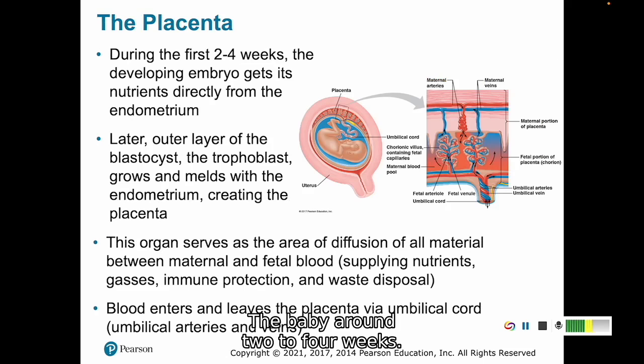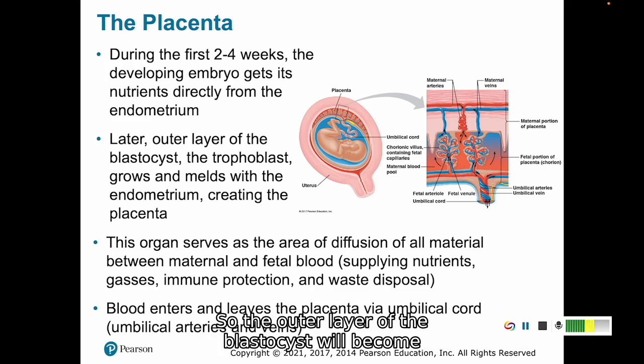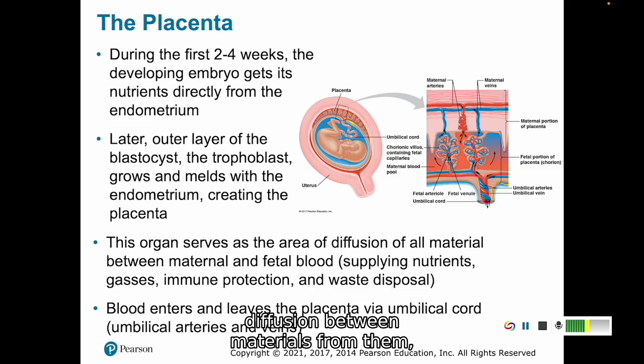The baby, for the first 2 to 4 weeks, will be nourished directly from the endometrium, but it will eventually start to develop a placenta. And it develops a placenta from the embryo's own cell layer. So the outer layer of the blastocyst will become the trophoblast. That will grow and meld with the endometrium, and that's what creates the placenta. And the placenta is where you can have diffusion between materials from the maternal blood supply and the fetal blood supply. So during pregnancy, the mother's and the fetus's blood supplies stay separate. They are not going to mix together.